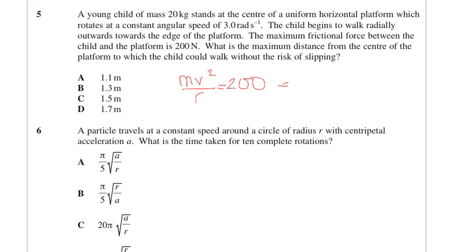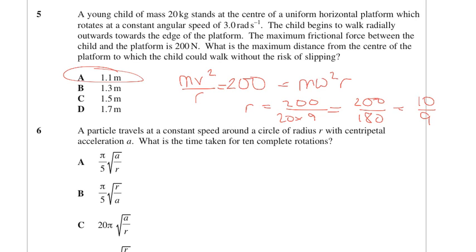And obviously we can write that as m omega squared r, which would be more useful here because you've got omega. So we're going to solve for r. It's going to be 200 divided by 20 times 9. So 20 times 9 is 180, so 200 over 180. So there's a factor of 20 in all of those, so 10 over 9, which is going to be 1.1, I think, but let's just double check by calculating it. And it is 1.1, which is the first answer, answer A.